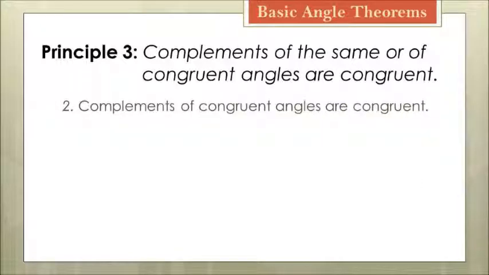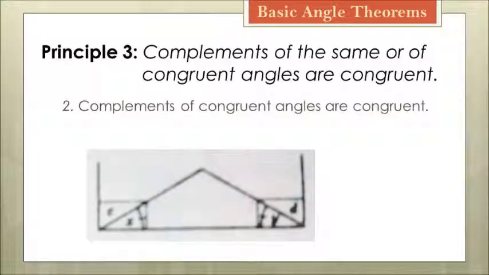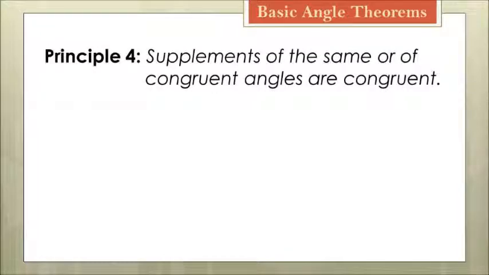The second principle under principle number 3 is complements of congruent angles are congruent. We have here in the figure two pairs of complementary angles, angle C and angle X, and angle D and angle Y. It can be seen that angle X and angle Y are congruent. So it follows that angle C is congruent to angle D. The fourth principle is supplements of the same or of congruent angles are congruent.